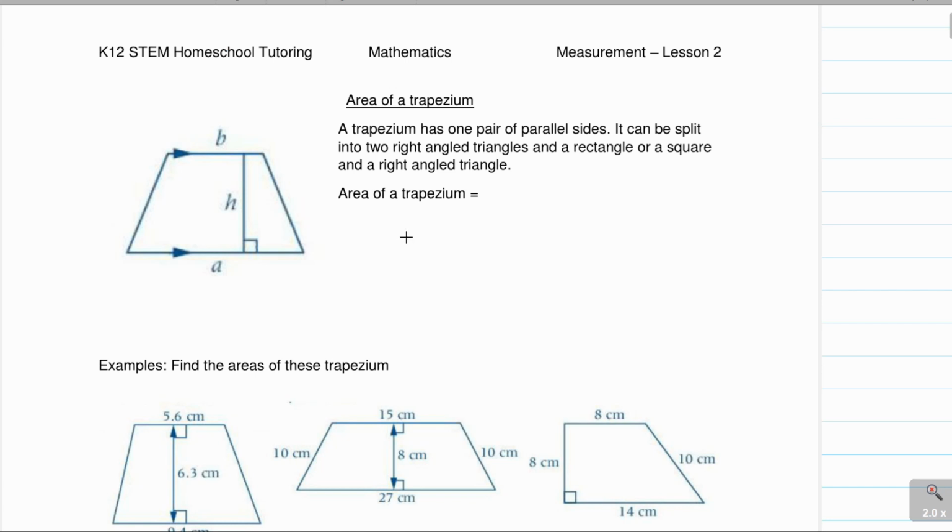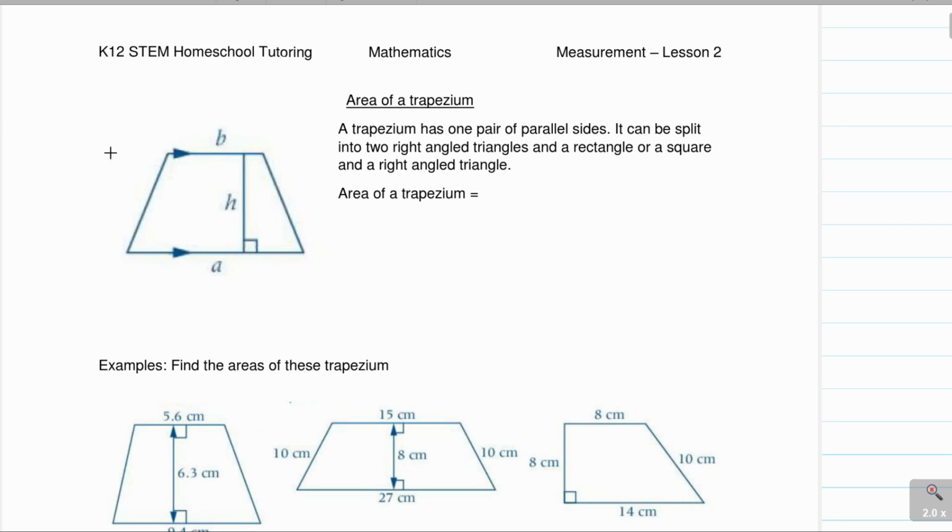Alright, so let's look at the area of a trapezium. Now, a trapezium has only one pair of parallel sides. As we can see, A and B here are our parallel sides. If we extend these lines, they will never meet. But if we look at the other two sides here, if I extend these lines, they will meet at some point. So those two sides are not the parallel ones.